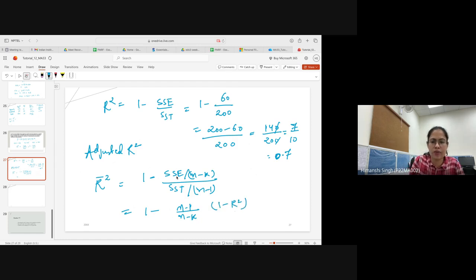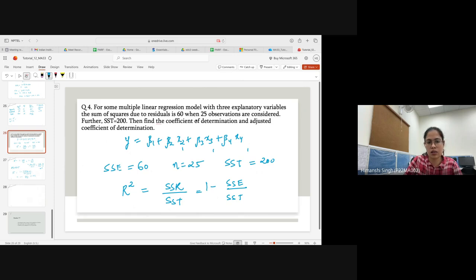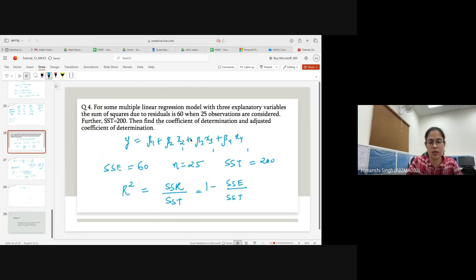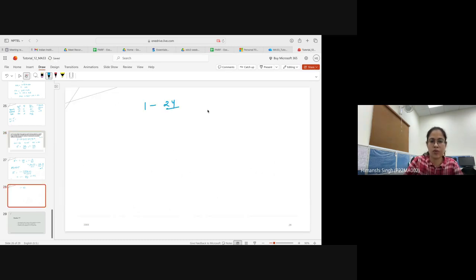Okay, you know all the values, these values are also known. We also know the r square. You can compute the way you want. So let me compute it using the r square. So it will be 1 minus n minus 1, and here n is 25, so it is 24 divided by n minus k. So what is k? Here k is 4, because there are 3 explanatory variables, so k minus 1 is 3 and k is 4.